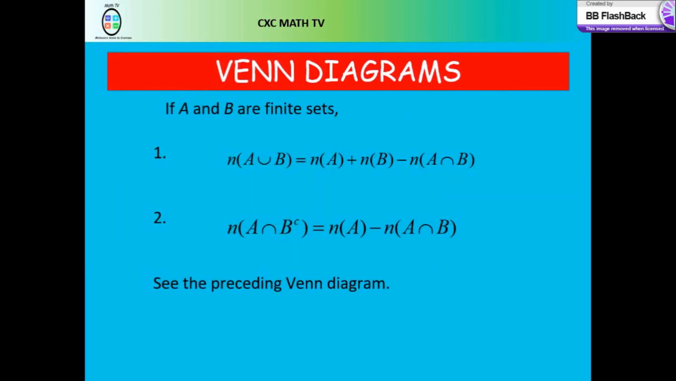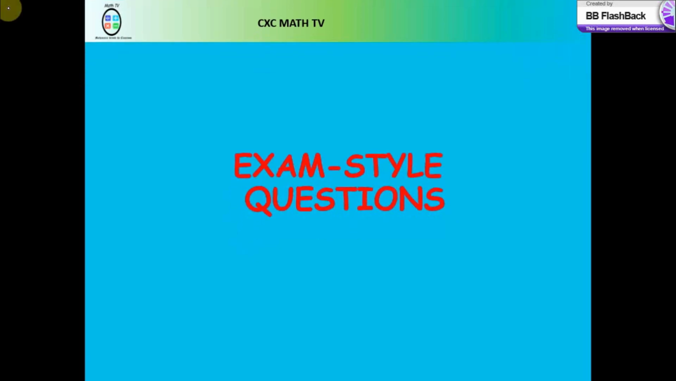Now, finally, these are the two most important formulas when doing sets questions. The number of elements in A union B is equal to the number of elements of A plus the number of elements of B minus the number of elements of A intersect B. And also the number of elements in A only is equal to the number of elements in A minus the number of elements in A intersect B. So let's go ahead and do these questions.